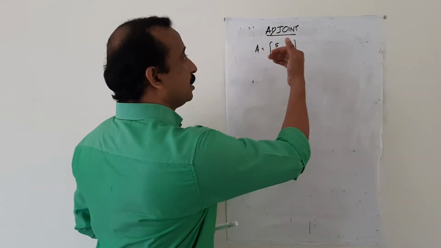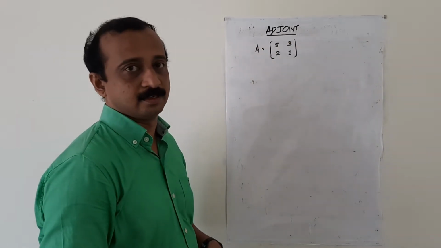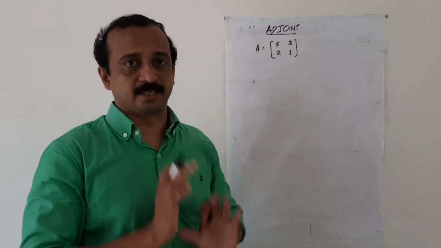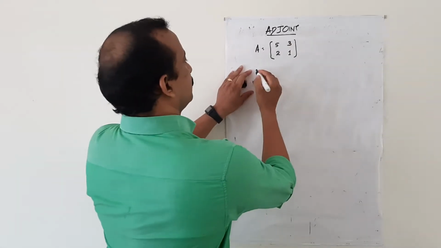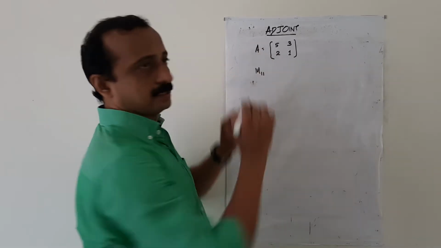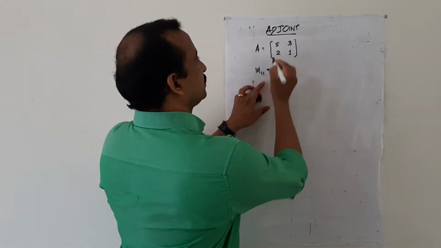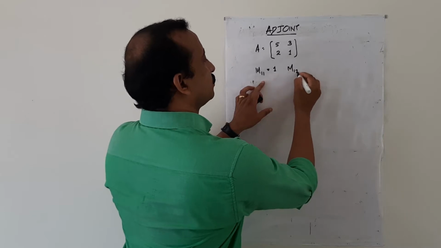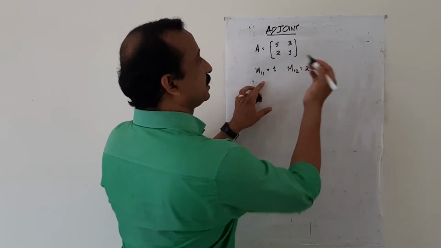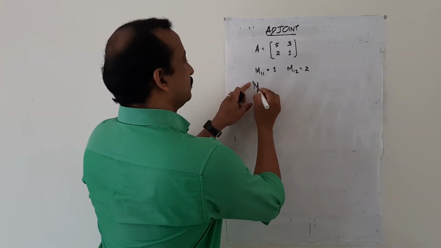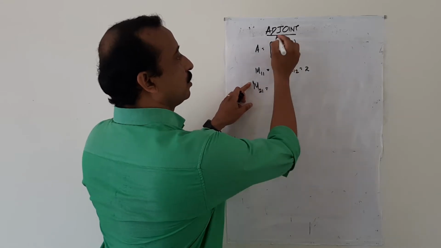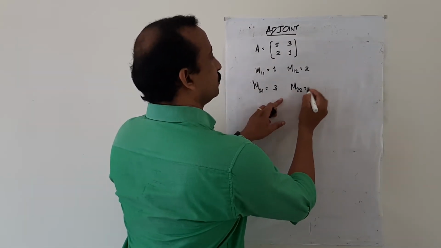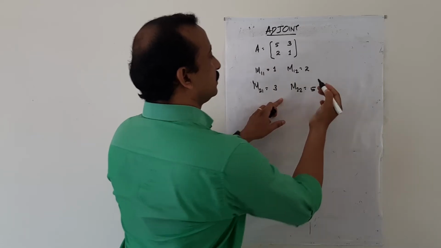Okay, now we find adjoint of A. First of all, you find the cofactor of each element of the given matrix. First, we find minor M11. That is row and column delete. We get answer 1. Then M12, first row, second column delete, we get answer 2. Then M21, second row, first column delete, 3. Then M22, second row, second column delete, we get answer 5.